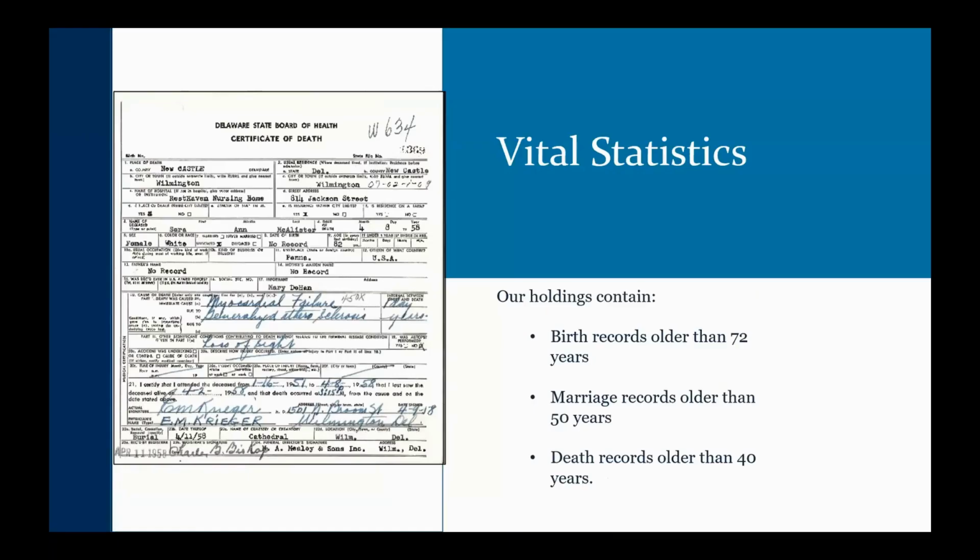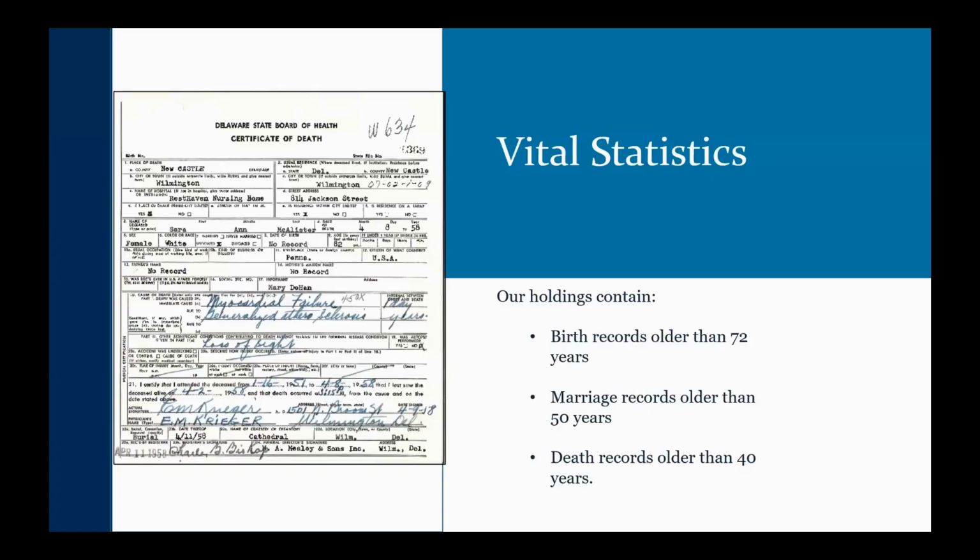The records that we have here at the archives are public records. Birth records in the state of Delaware are made public after 72 years. So anyone born in 1952 or before, their birth records are available. Marriage records are made available after 50 years and death records after 40.